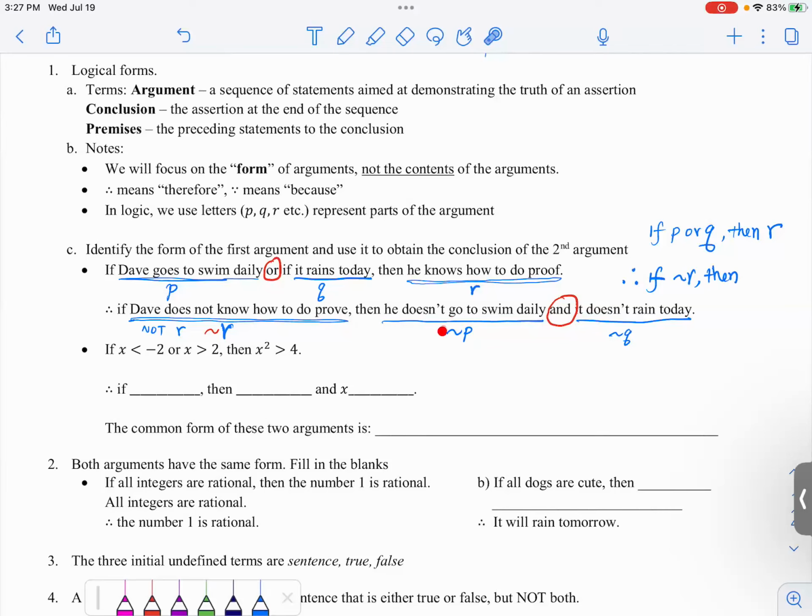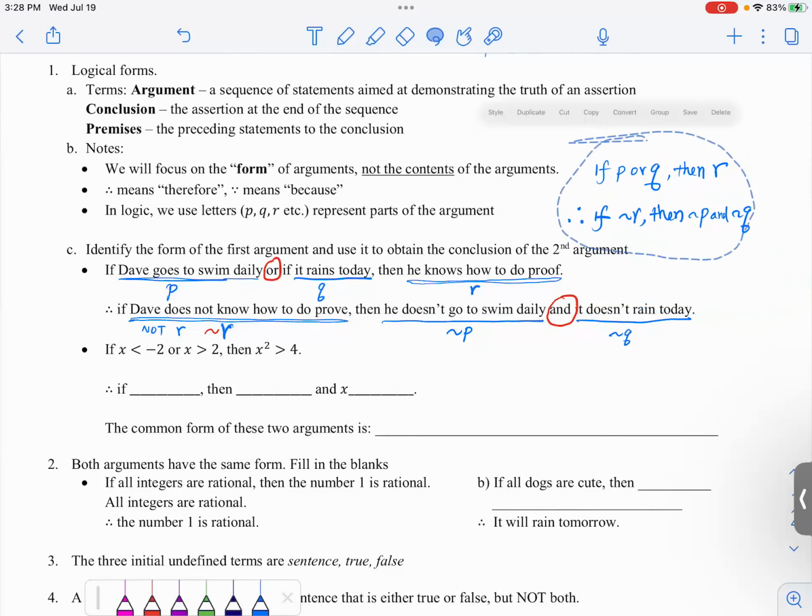Then not P and not Q, okay? Not P and not Q. So that's the form we are talking about. That's the structure of the first argument, the argument presented here.